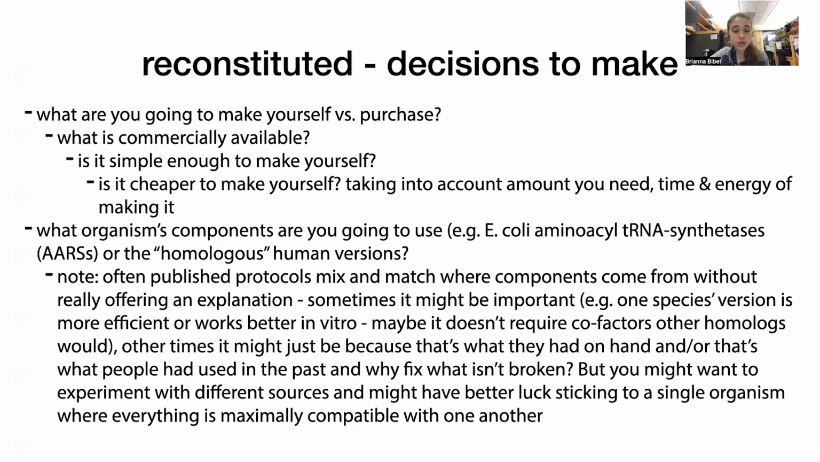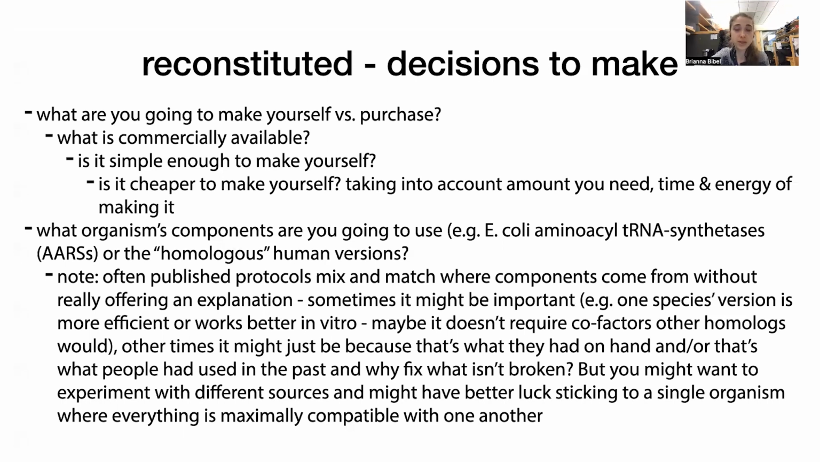So you also might have to consider what organism components you are going to use. So with the protein expression system, are you going to use the E. coli aminoacyl-tRNA synthetases, or are you going to use the homologous human version? So the human version, the homologous one, basically the same thing, but in the human form. And so often published protocols are kind of mixing and matching where components come from without really offering an explanation for why. So sometimes it might be important.